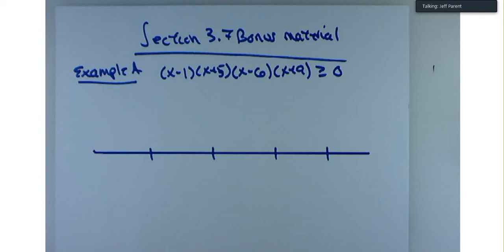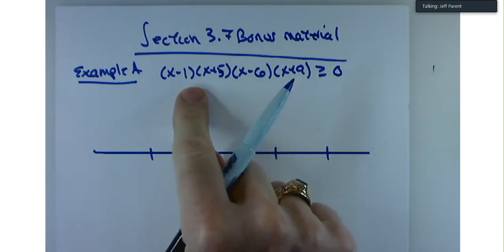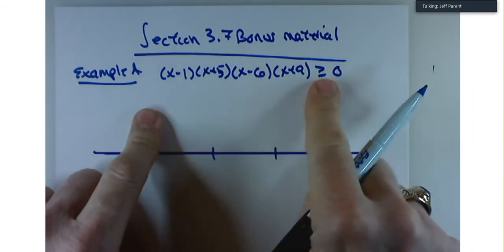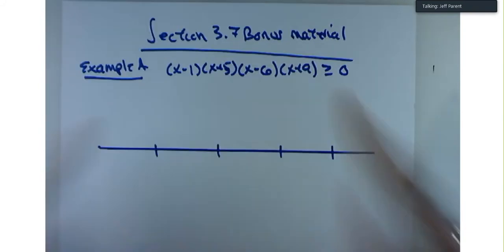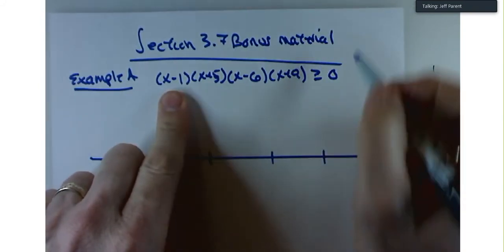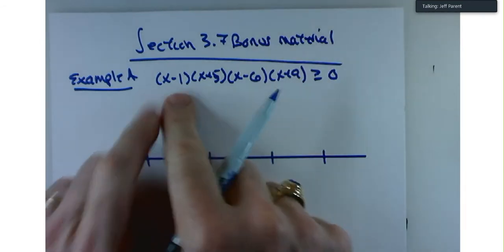So a little bonus material for section 3.7. We're going to look at polynomial and rational inequalities. This one is a real nice one to start out with because it's already set up. You've got it factored. You've got 0 on one side. That's perfect. We need to know where it equals 0 first, and I'm hoping you can actually read off those numbers from left to right.